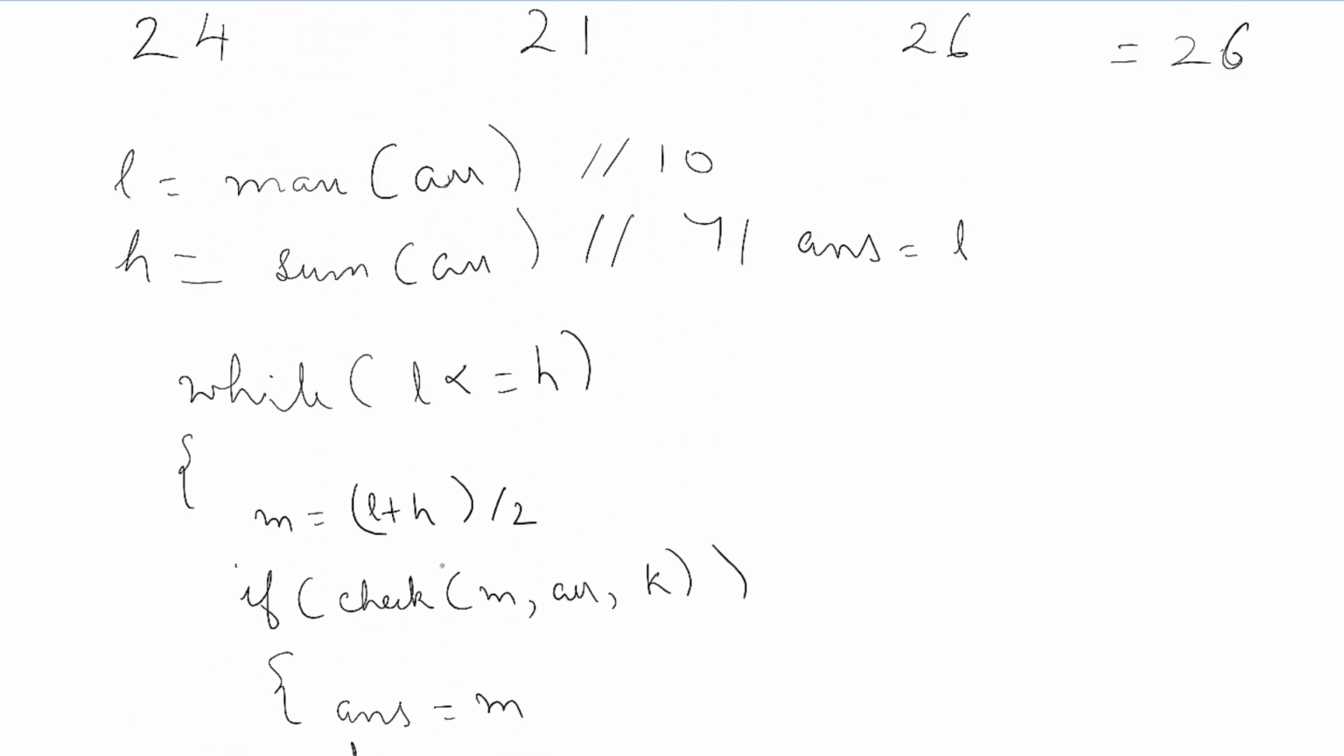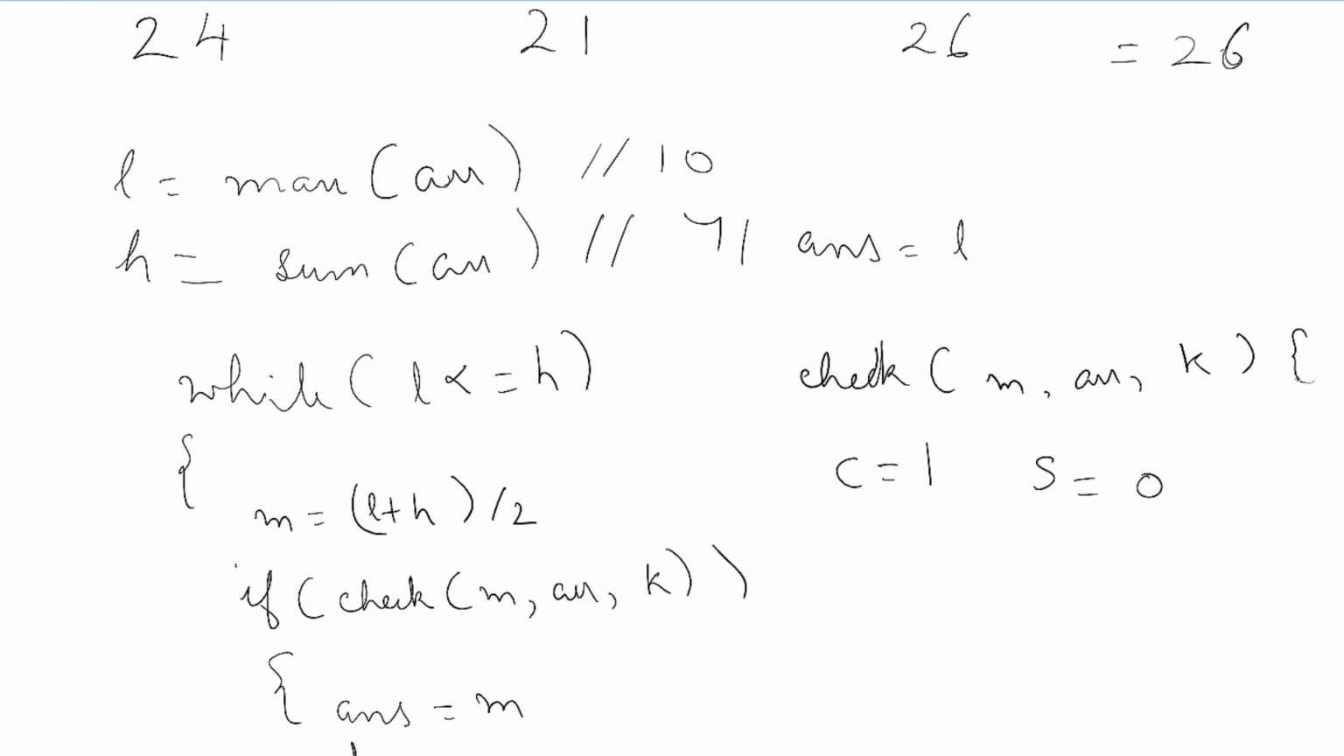Now I will be defining our check function here. Check M, arr, and k. Now we need to assign the first work. We need to check the number of workers required to do all the tasks in this time. So let's initialize count c equal to 1, since at least there will be one worker doing the work, and some variable s equal to 0.